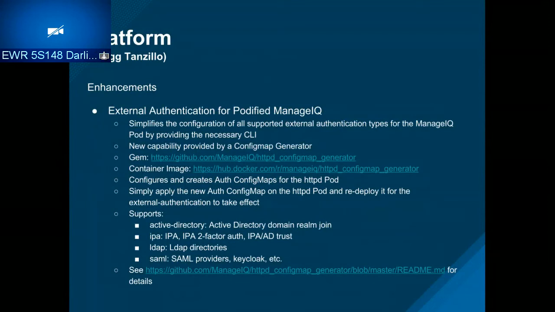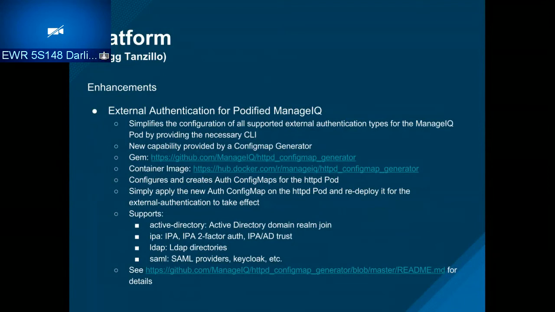It's a gem. It's its own container image that you can download and run. Essentially, you run a CLI there that configures external authentication, and it creates these auth config maps for the HTTPD pod. So you take those, apply them to the HTTPD pod, and redeploy it, and you basically have external auth enabled. Which is pretty cool.